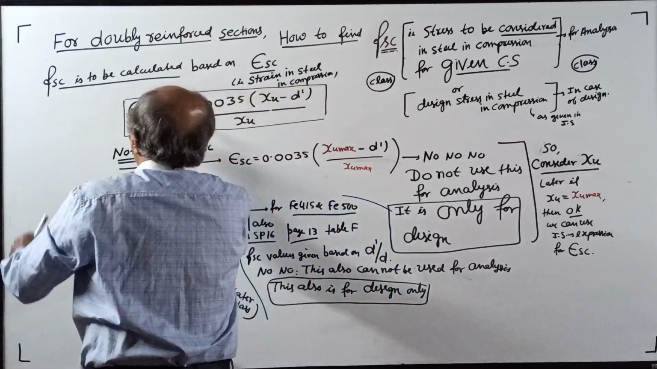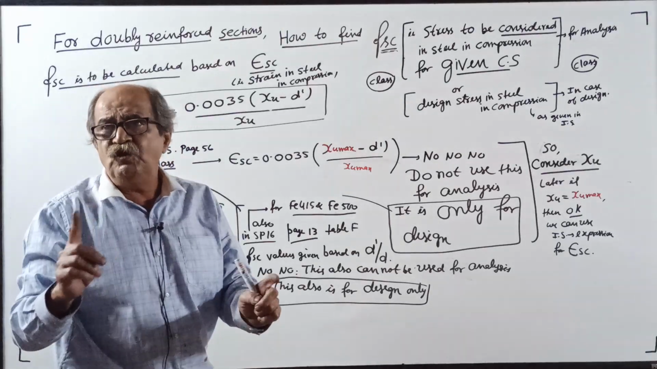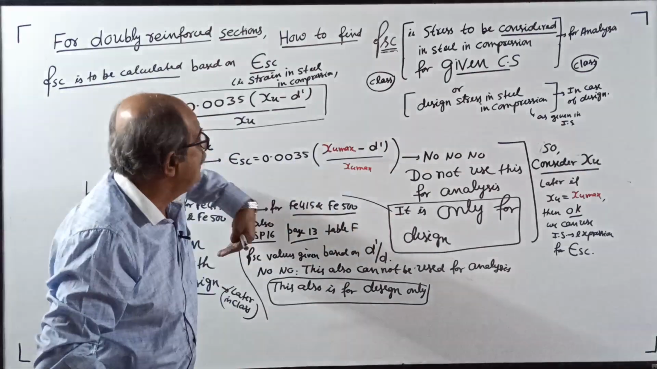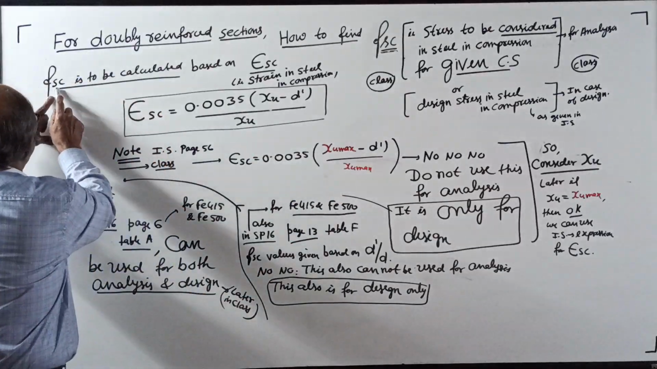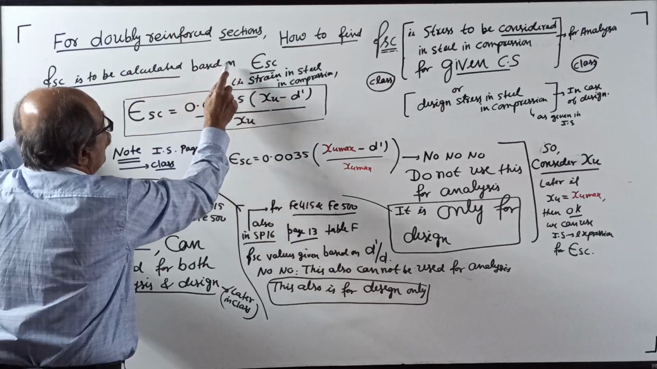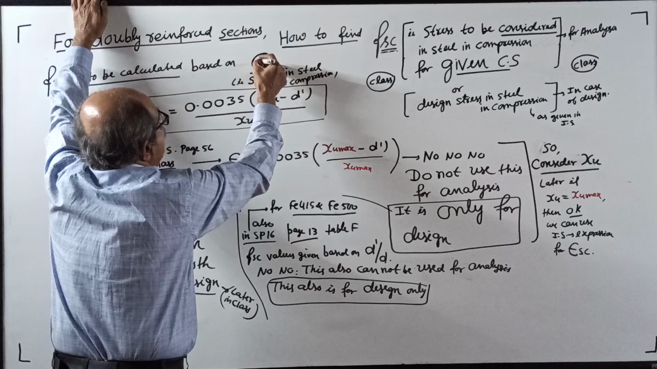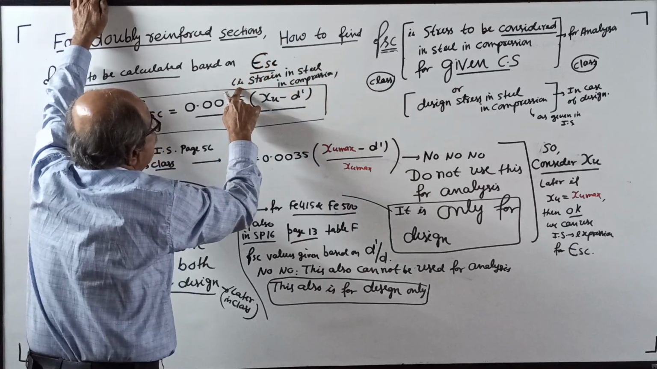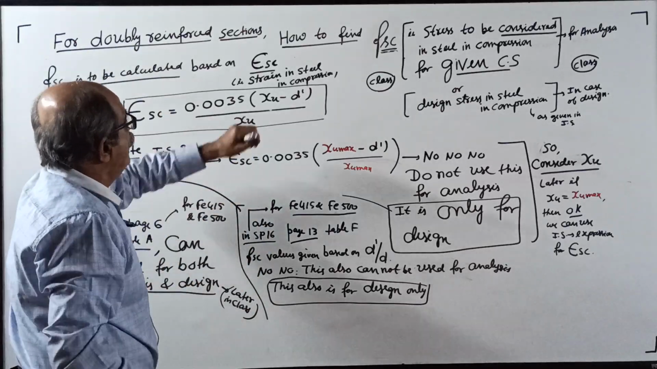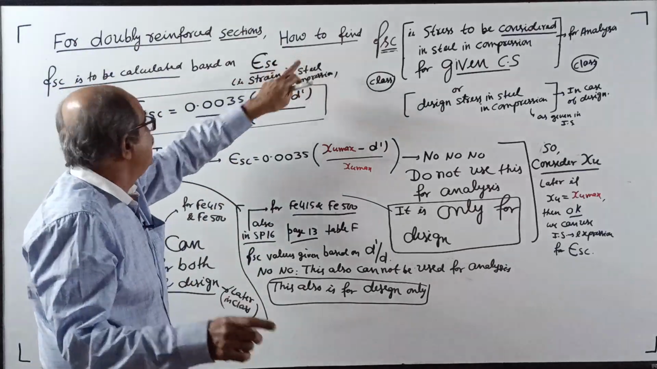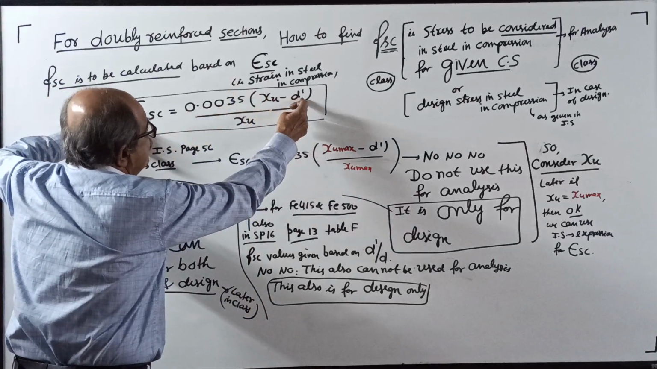Now, one by one I will tell you the way I explain. You should make a fair copy in that order. Don't write this way. I will maintain the order here. After writing all this, FSC is to be calculated based on epsilon SC, not Young's modulus here. Epsilon is strain, epsilon SC, that is strain in steel in compression. Now, how to find epsilon SC? The expression is epsilon SC is 0.0035 into XU minus D dash by XU.